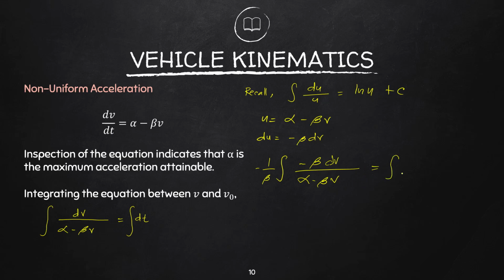We have here the integral of dt. So from this one, we can interchange this actually. The integral of dt is equal to t, and that will be equal to, we copy this constant, negative 1 over beta, and the integral of this function inside the integral sign is, following the formula here on the top, ln of u, and u is equal to alpha minus beta times v, plus c, if that is an indefinite integral. But then this will be a definite integral because we will be integrating between v and v0.